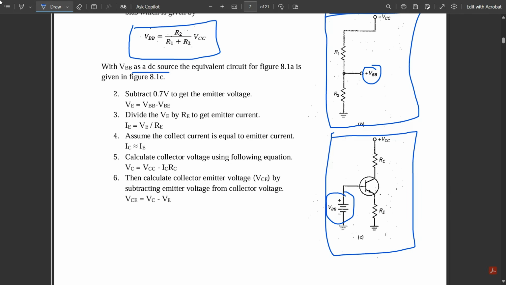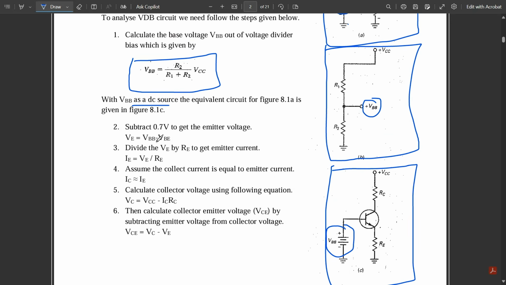Next, step number 2: subtract 0.7 volt to get the emitter voltage. Why 0.7? You need to remember one thing: the base-emitter voltage is fixed for all values at 0.7 volt. So if you want to get the emitter voltage, you should subtract VBE from VBB.